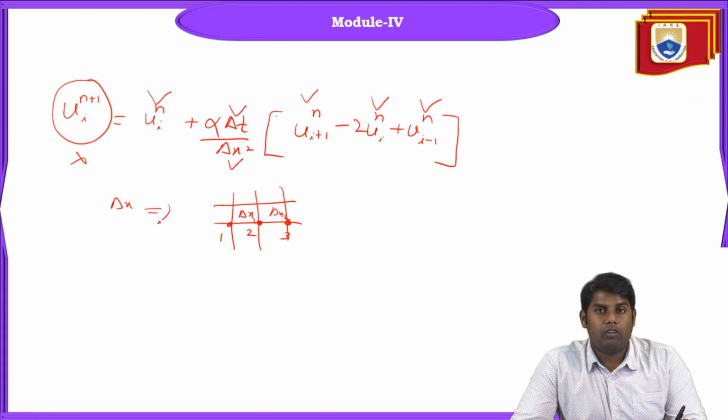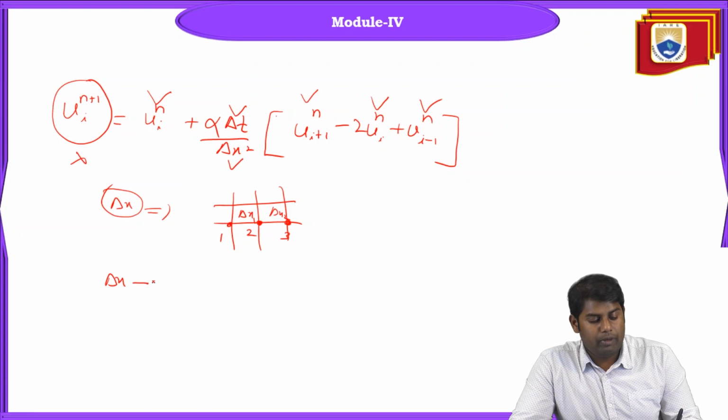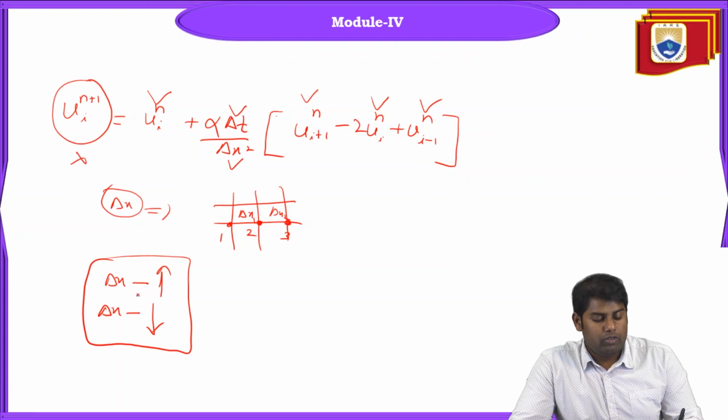So that is the meaning of uniform mesh. Now, what is the concept of delta x actually? Here, if the spacing between the two points is large, delta x will be high. If the spacing between two grid points is very low, delta x will be low. So if it is large between 1 and 2, delta x will be high. If it is small, it will decrease.